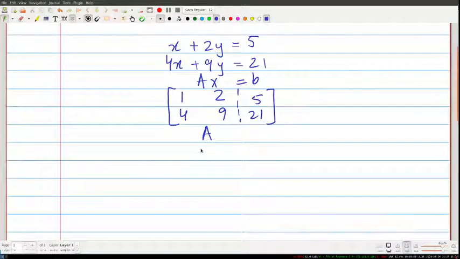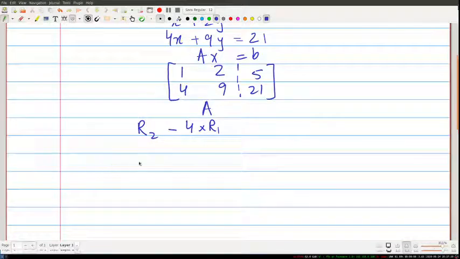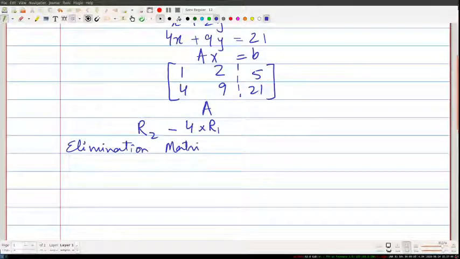Let's now do a row operation. The row operation that I will need is row 2 minus 4 times row 1. That's the row operation that I want. And this row operation we've seen can be incorporated using an elimination matrix, and that elimination matrix is very simple to build. This row operation is happening in the second row. The first row will be preserved.